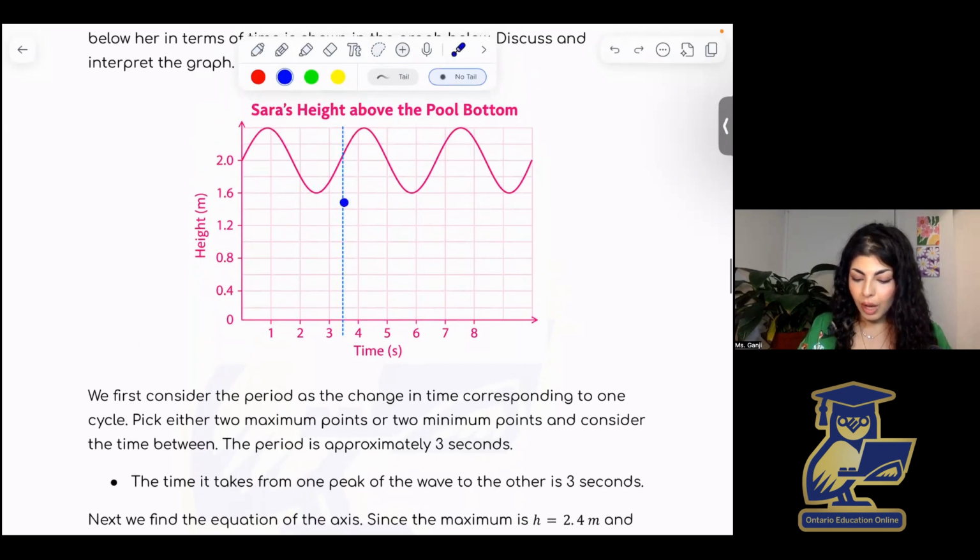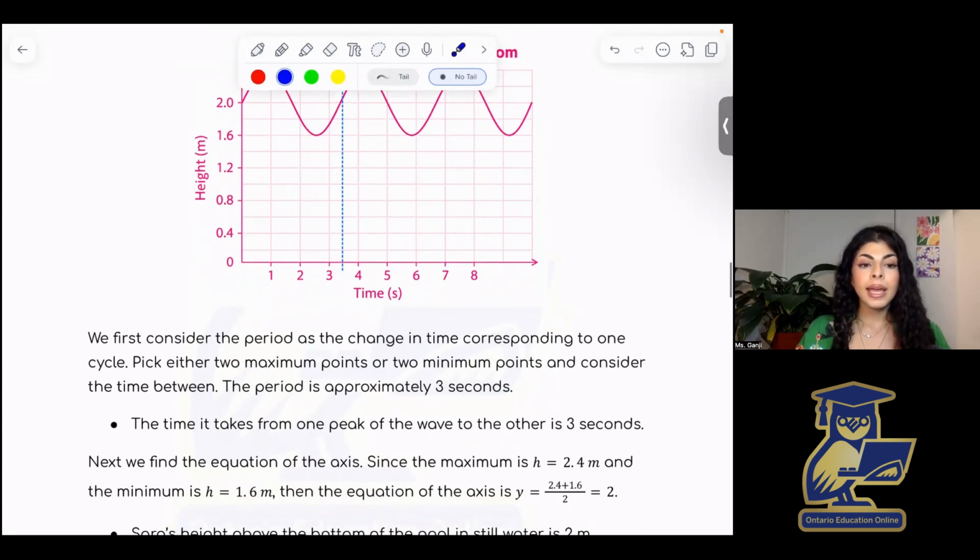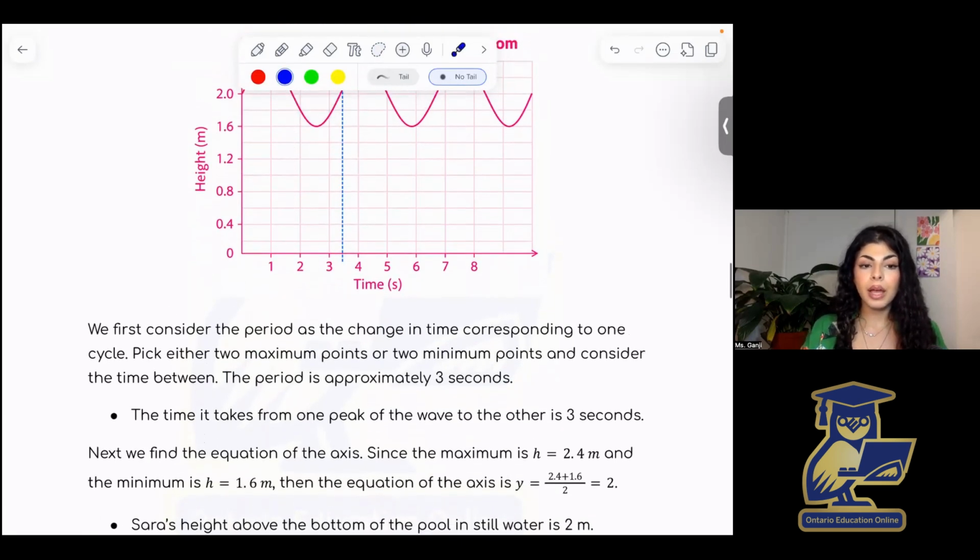When you're looking at the cycle, you can go from one maximum to another maximum here, and you'll see that one is approximately 3.5 as well, which is what we've written here. Pick either two maximum points or two minimum points and consider the time in between. And so again, we can consider that one wave up and down is going to take approximately 3 seconds.